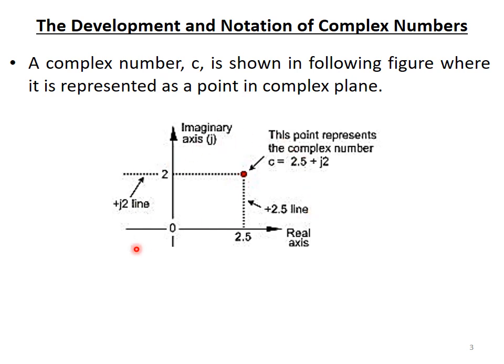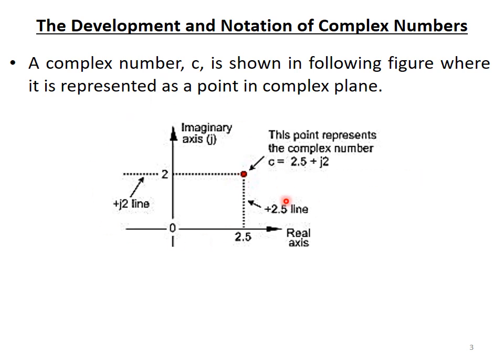Now let us consider a complex number C, represented in this figure. It is C equal to 2.5 plus j2. So the complex number can be represented by two values. One is the real value, which is 2.5, for example, represented on the real axis, the horizontal axis. The other is the imaginary value, which is multiplied by j and represented on the vertical axis. So real numbers are one-dimensional quantities, but C is a two-dimensional number. It has a real value, and it has an imaginary value.